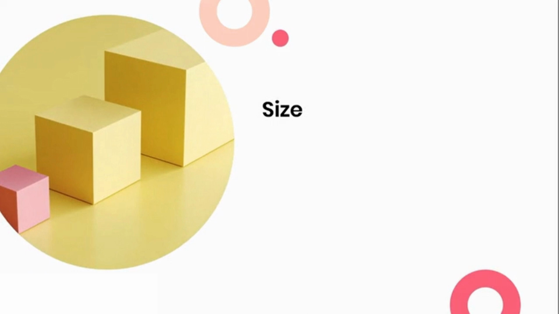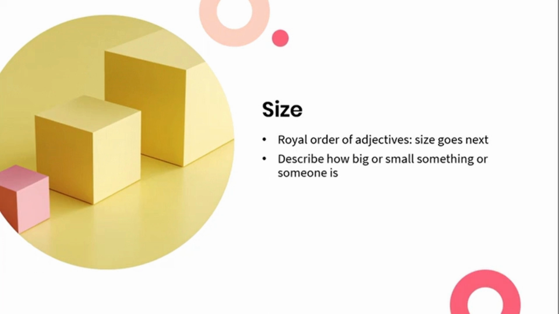Size is next in the royal order of adjectives. Adjectives of size show how big or how small something or someone is. For example, huge, tiny, massive, big, and so on.